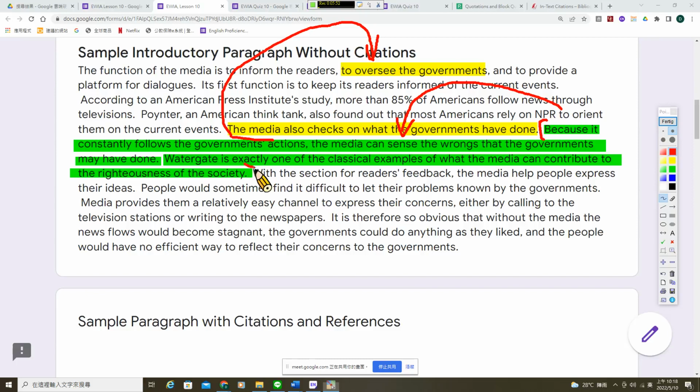I do not use citations here, because this is my idea, out of my own reasoning, so I can use it. But how about this one? More than 80% of Americans? No, I did not have the number, and I have no idea about most Americans relying on NPR. So I have two sites. Use the source from the American Press Institute or Poynter. So there are two supporting evidences.